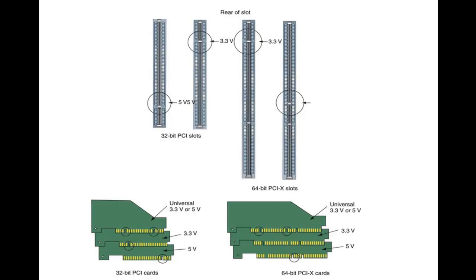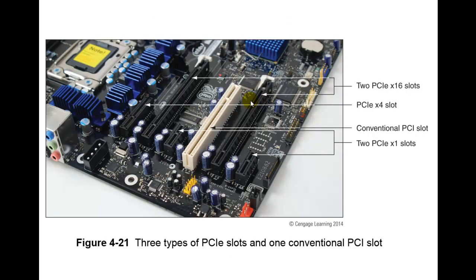Now these PCI slots are going to use a 32-bit or 64-bit parallel bus. Now when we move into PCI Express, this is going to use a serial bus, which is much faster than the parallel bus because it transmits data in packets, similar to how your Ethernet network works or USB works. So we'll take a look at those next. You can see those listed here in this diagram.